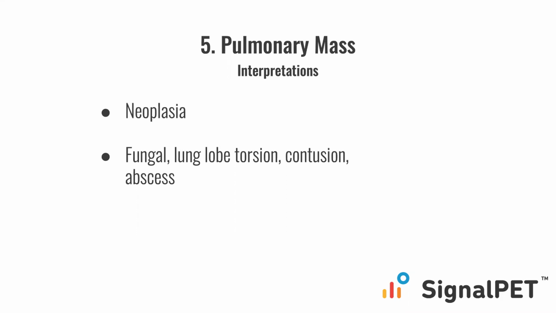Other differentials that are significantly less common, especially with large-ish masses, include fungal diseases, fungal granulomas, lung lobe torsions as a result of trauma, contusions, or even pulmonary abscesses.